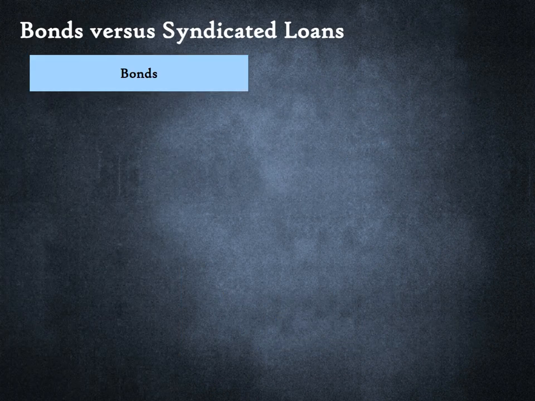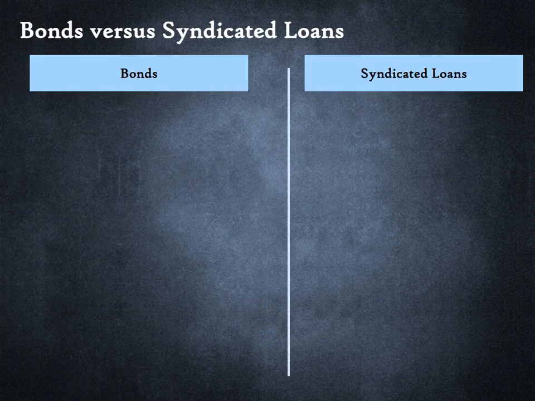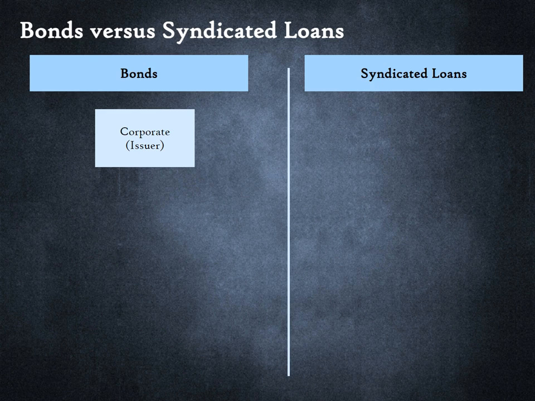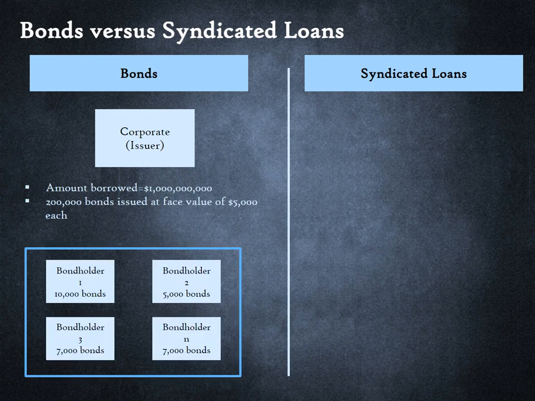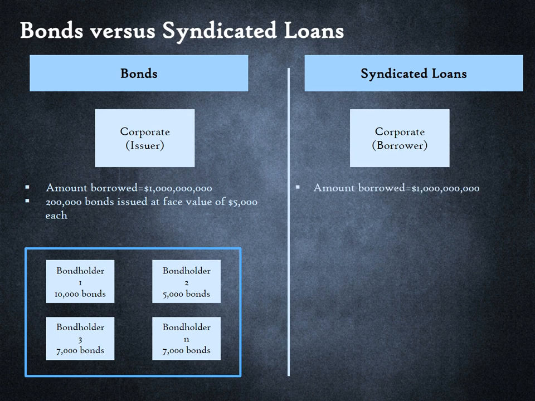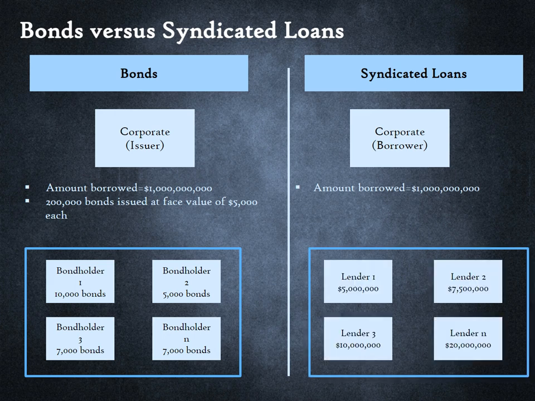Bonds and syndicated loans are two forms of debt. Consider two scenarios. A corporate entity borrows $1 billion by issuing 200,000 bonds at a face value of $5,000 each. In the second scenario, the company borrows through a syndicated loan. A syndicated loan is a business loan that is so large that it is made by a consortium of lenders, instead of one lender. However, bonds are considered securities while the individual slices of syndicated loans are not.